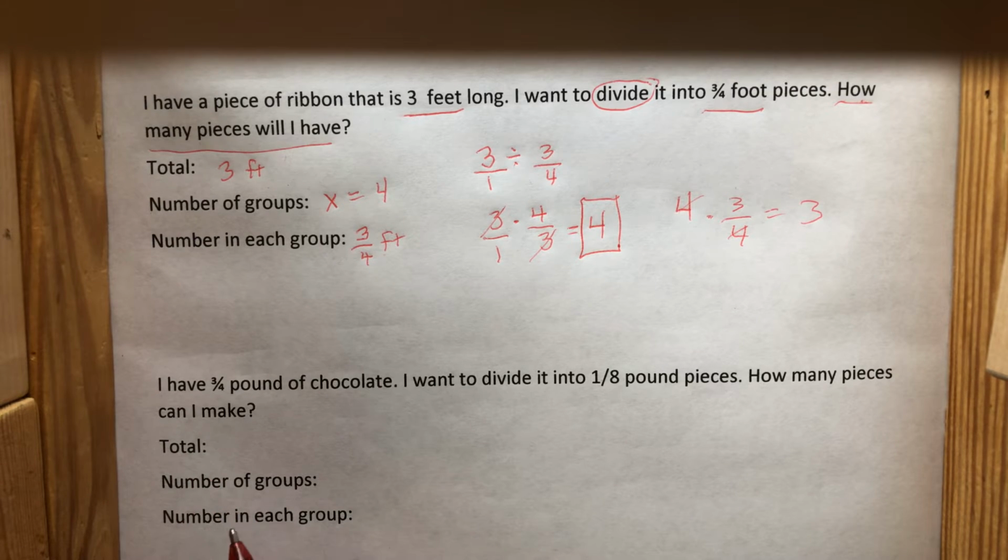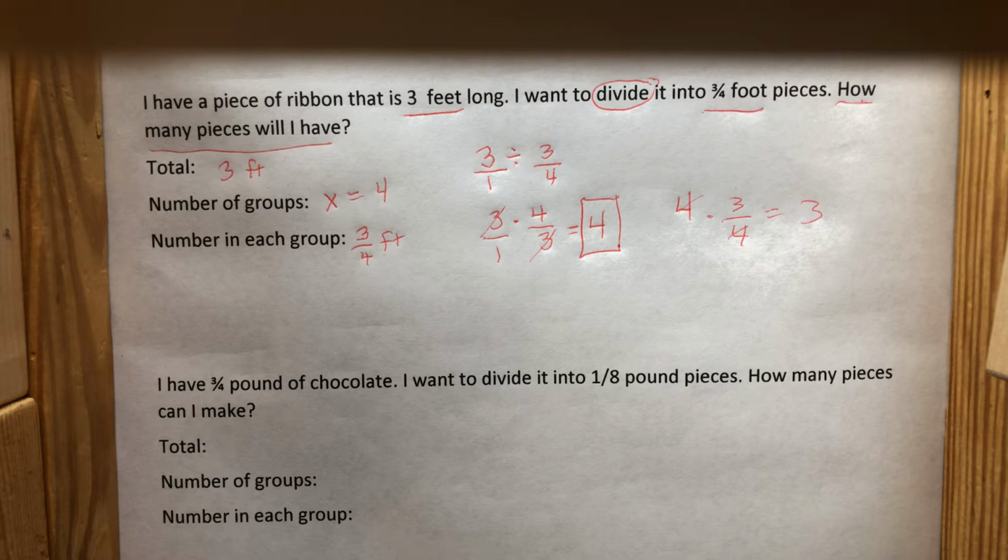You're going to write down the total, the number of groups, and the number in each group. So if you want to pause the video to write down the problem, go ahead and pause it now. Okay, whenever I do one of these problems, I'm always going to read the problem more than once. I have 3/4 of a pound of chocolate. I want to divide it into 1/8 pound pieces. How many pieces can I make?